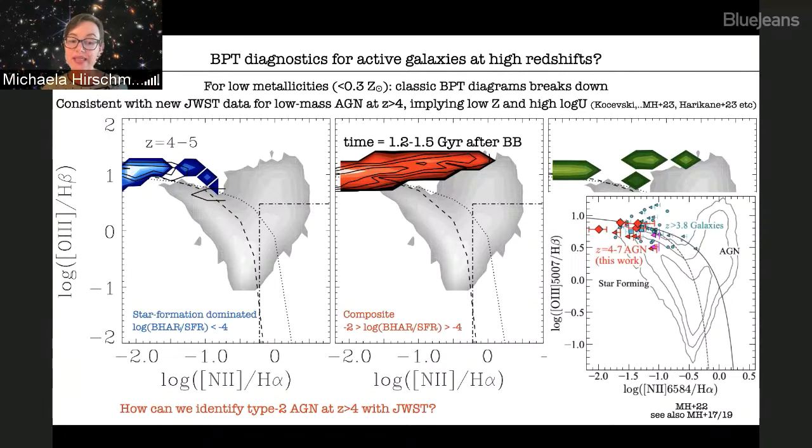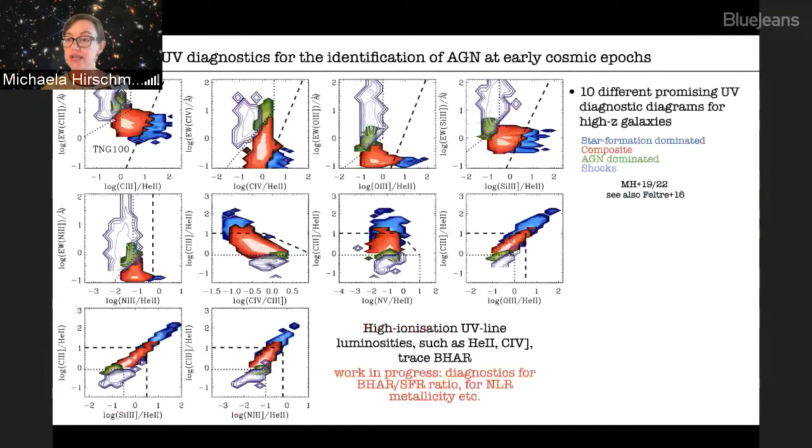And so to still robustly identify type 2 HEN, in some previous works we have been exploring different combinations of UV equivalent widths and UV emission line ratios. We came up with 10 different fairly well-working UV diagnostic diagrams, which you can see summarized on the slide, where you see again a nice separability emerging between the different galaxy types.